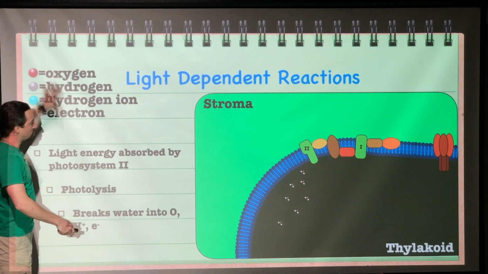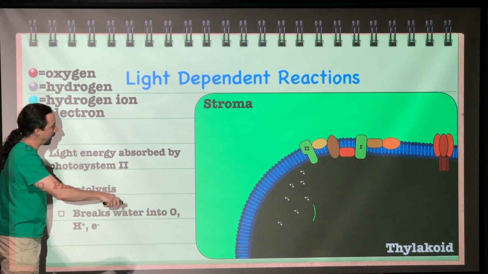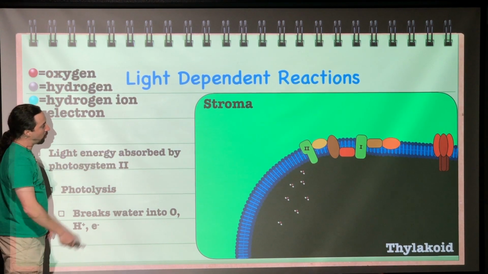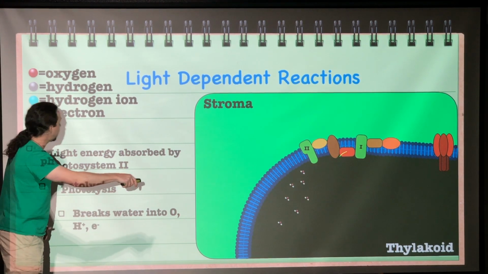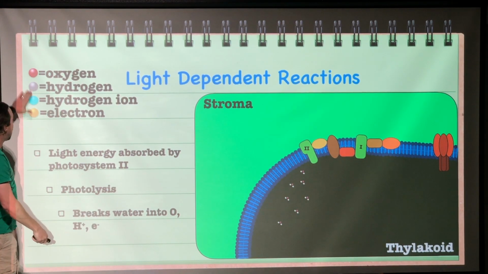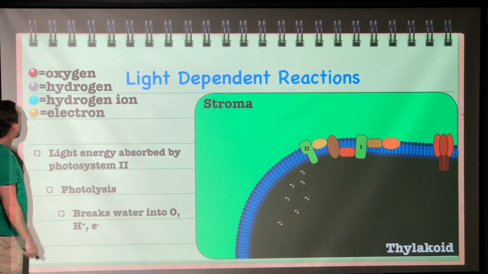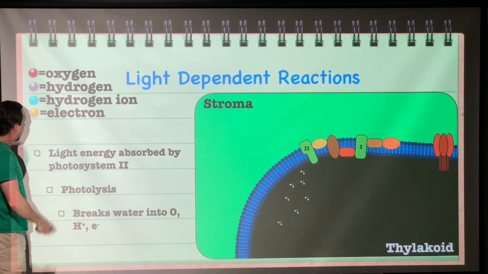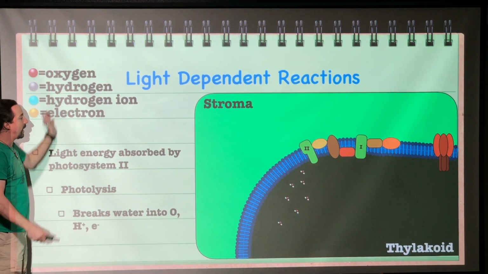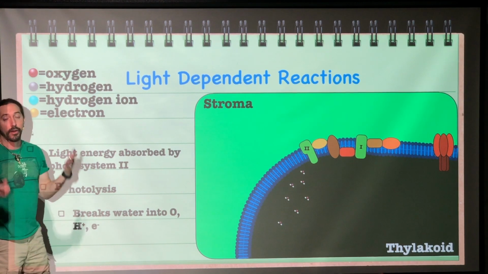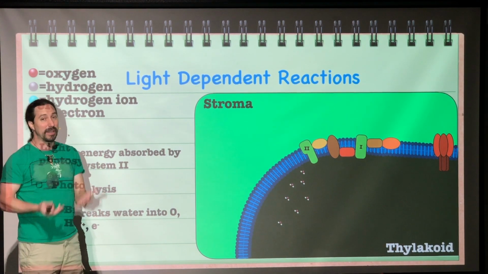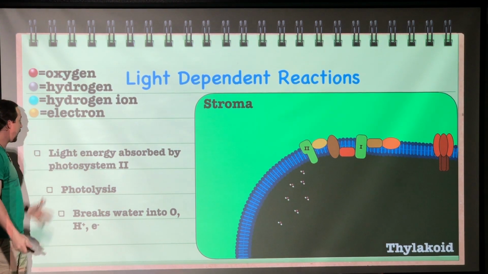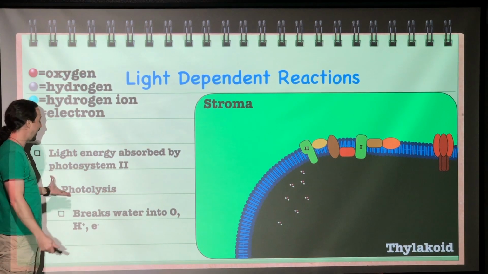So let's look at this whole structure. Now here on the inside of our thylakoid, we happen to have water, and outside of our thylakoid, that would be the stroma, and this is our thylakoid membrane right here. And just so we can have a little key, oxygen, hydrogen ions, and electrons are going to be represented by these different colors. And first things first. So light energy is going to be absorbed by our electron transport chain, specifically photosystem 2. And when light energy is absorbed by photosystem 2, we end up having this process occur that's called photolysis.